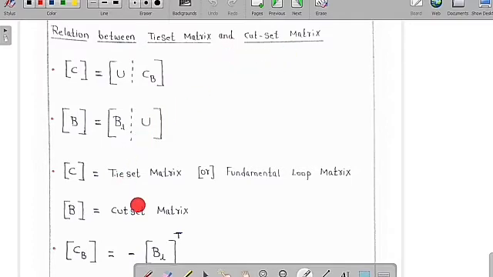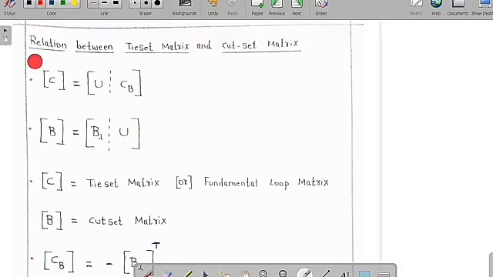So now we are going to learn about the relation between the tie set matrix and also the cut set matrix. I have told you in detail about the tie set matrix and also the cut set matrix. Here the C matrix is called the tie set matrix or the fundamental loop matrix, whereas B is called the cut set matrix.